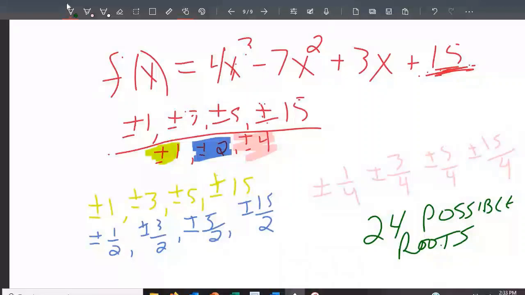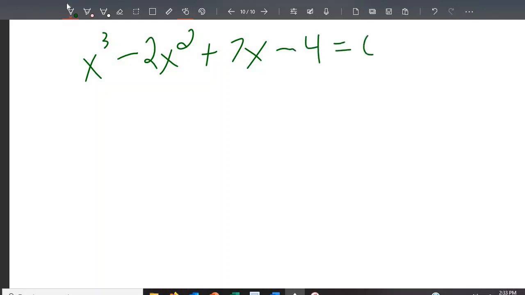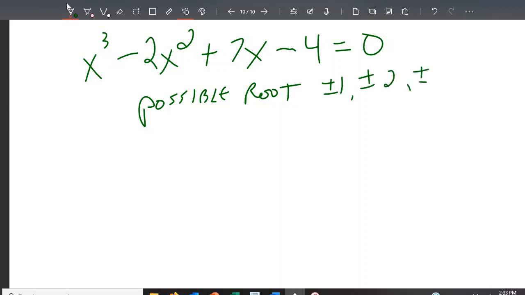Let's try to find a good one here. Let's start with, so I want to solve x cubed minus 2x squared plus 7x minus 4 equals 0. Well, I already did this one earlier. First thing you do is list out your possible roots. The possible roots are plus or minus 1, plus or minus 2, plus or minus 4.